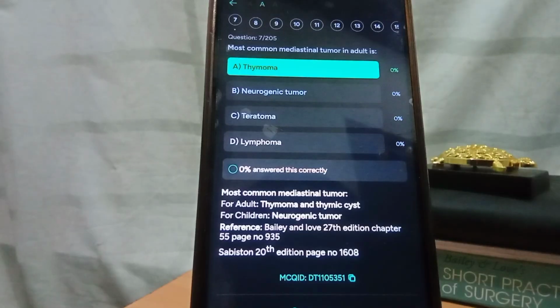Next question: most common mediastinal tumor in adults? The most common mediastinal tumor in adults is thymoma. For adults it is thymoma and thymic cyst. For children it is neurogenic tumor.